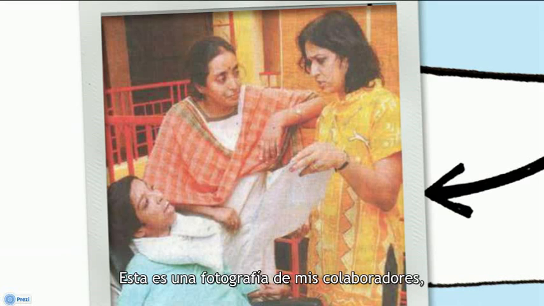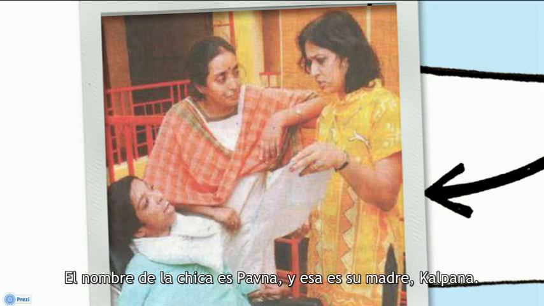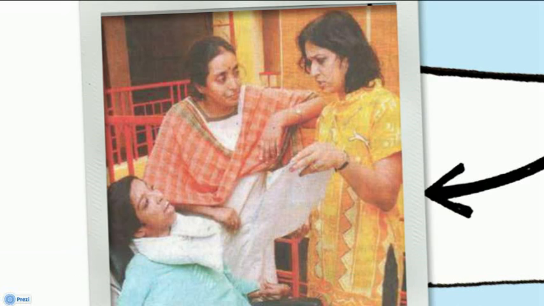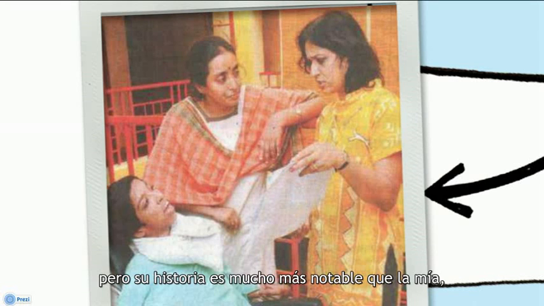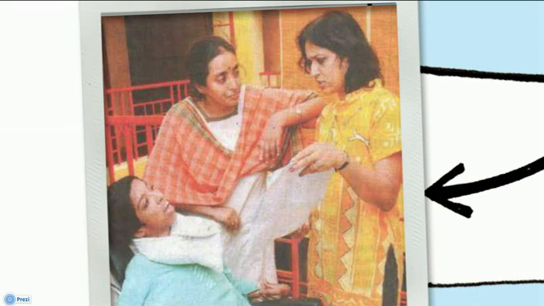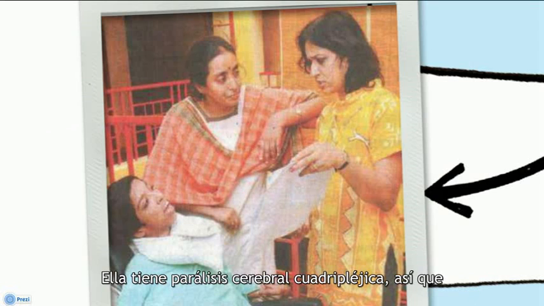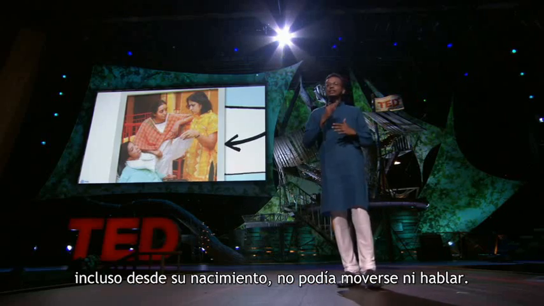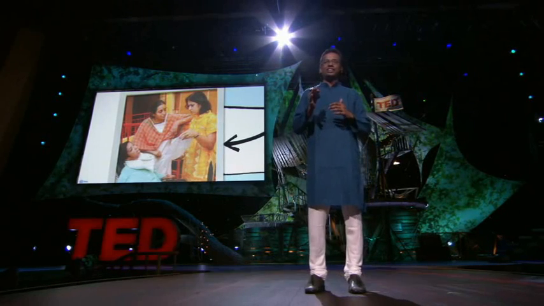I want to leave you with this. This is a photograph of my collaborators, my earliest collaborators when I started working on language and autism and various other things. The girl's name is Bhavna, and that's her mother, Kalpana. And Bhavna is an entrepreneur. But her story is much more remarkable than mine, because Bhavna is about 23. She has quadriplegic cerebral palsy. So ever since she was born, she could neither move nor talk.